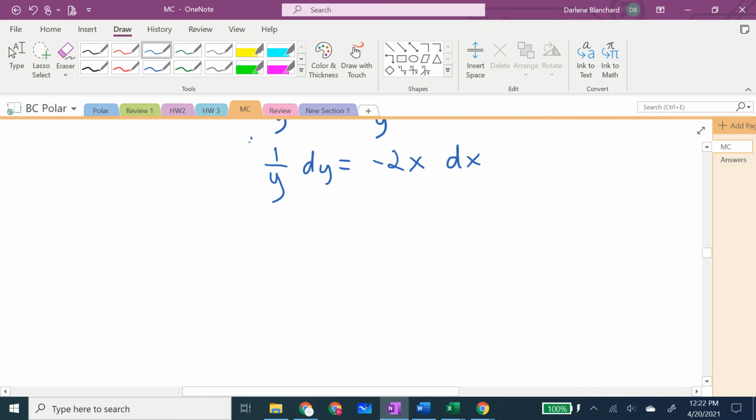Now, we are going to integrate both sides. The integral of 1 over y is the natural log of absolute y. The integral of negative 2x is negative x squared plus c.